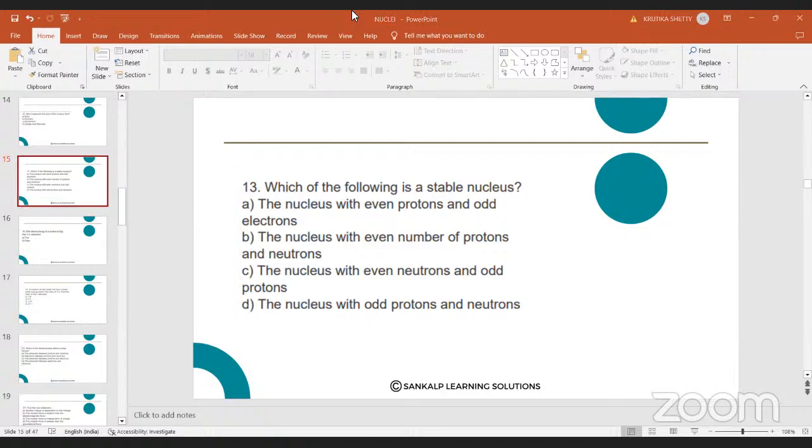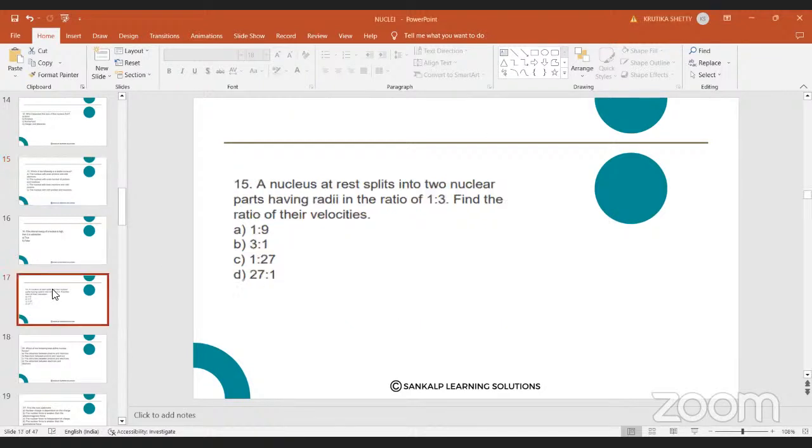Kumar is telling it is C. Yes, what about others? Rakshita, Lohit, they are saying it is option B. Harshita. Rupa, Kumar, yes, correct. That is option B, the nucleus with an even number of protons and neutrons. Option B is right. Then the next question.